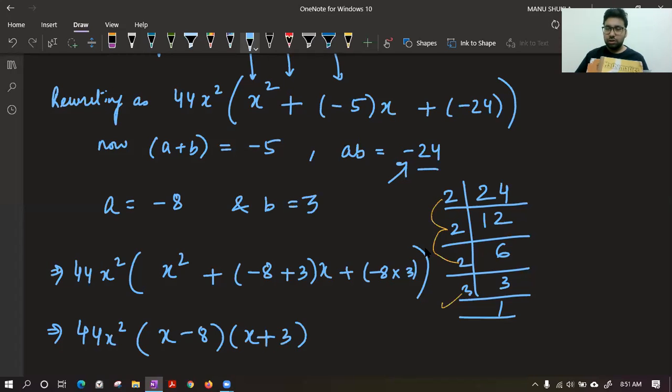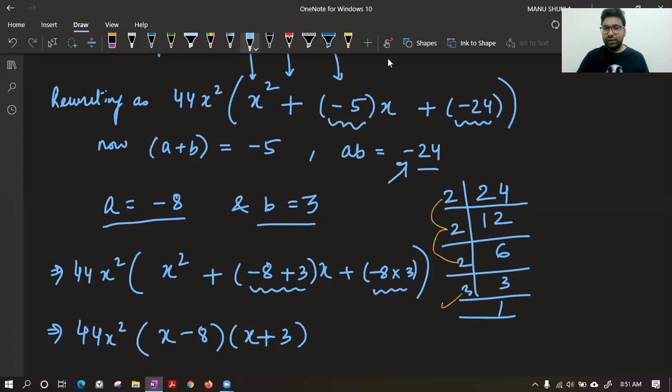Especially Prisha, please answer. Sir, please repeat. Yashna, you were clear till this point? How I found this value? a equal to minus 8, b equal to 3. Yashna, were you able to understand? After this, what I did is I rewrote this minus 5 as minus 8 plus 3, and I rewrote minus 24 as minus 8 into 3.